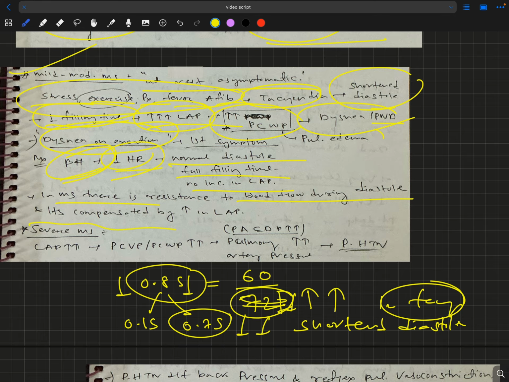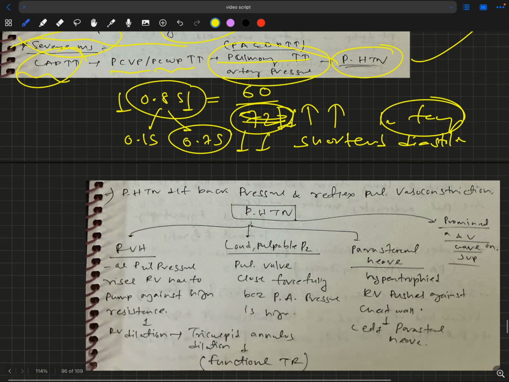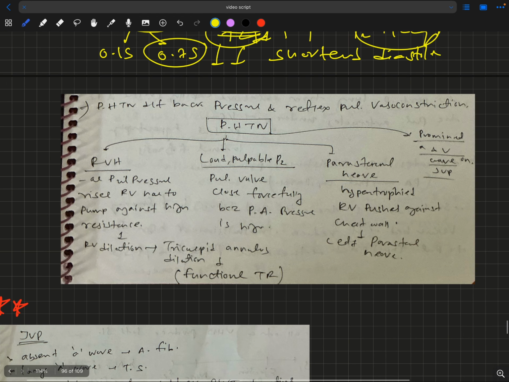So it is compensated by rise in left atrial pressure. Even the left atrium undergoes hypertrophy. In case of severe MS, there is rise in left atrial pressure that leads to rise in pulmonary capillary venous pressure, pulmonary capillary wedge pressure, that leads to rise in pulmonary artery pressure, and it leads to pulmonary hypertension in the long run. So pulmonary hypertension is due to back pressure and reflex pulmonary vasoconstriction. So pulmonary hypertension develops in long-term MS.